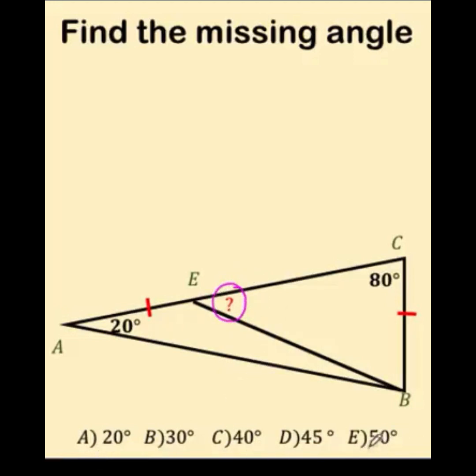And here are the options. Now, based on the options right away, we can eliminate letter A. That angle cannot be 20, because if this is 20 degrees, this angle cannot be equal to this 20 degrees.